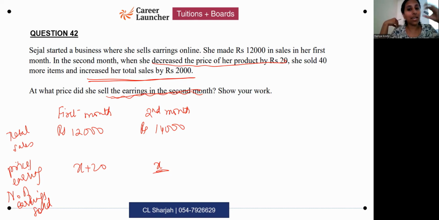Here also it looks like there are two conditions. But the important thing is I know the total sales value here. It is sort of like the distance question. I know the total distance. It will be like a quadratic equation. Distance is equal to speed into time. I know the total price here. Total price is number of earrings into price per earring. So I already know that.